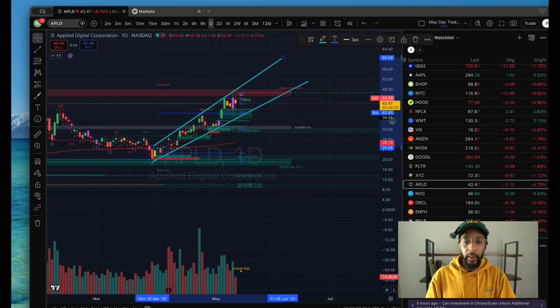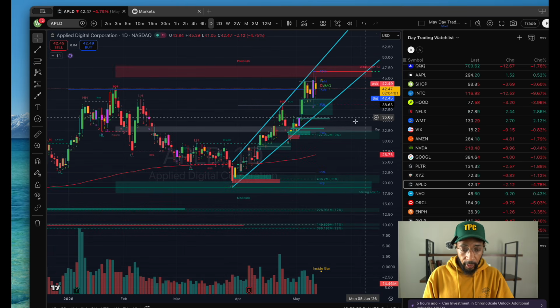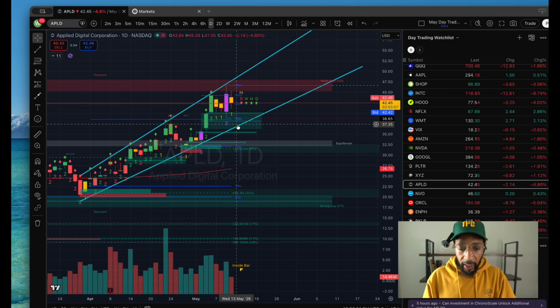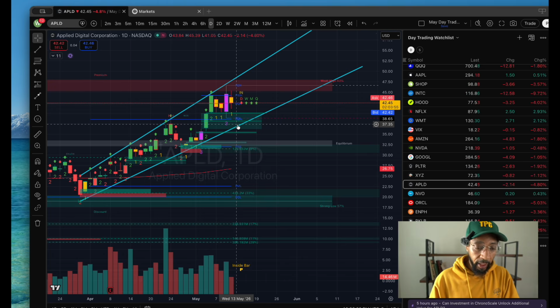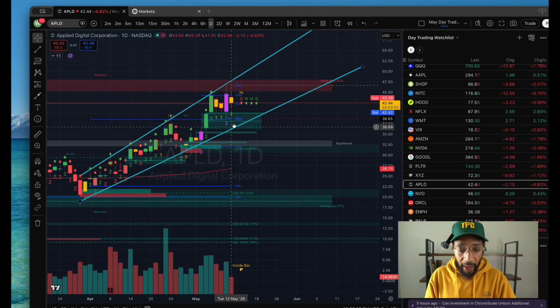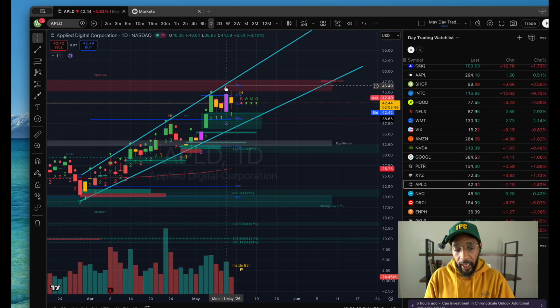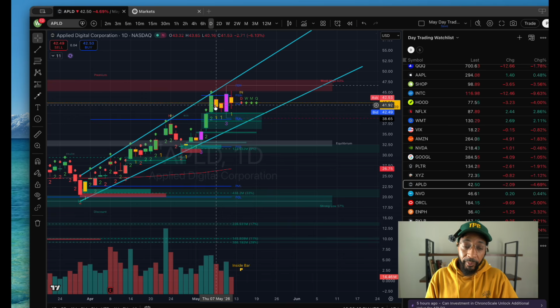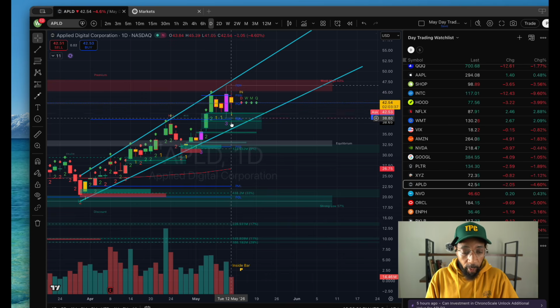Perfect. So now if we do come down, we could come down to about 37, but we have all these buyers right here. Right? We're at kind of the top right here. So what I would do is wait until we came down here, but based off of this market structure, it doesn't look like they want to come down right now.